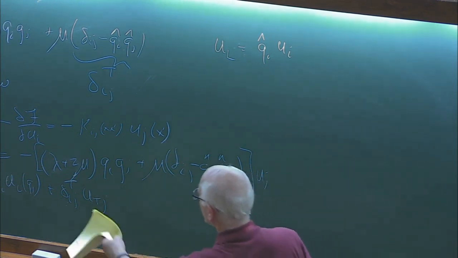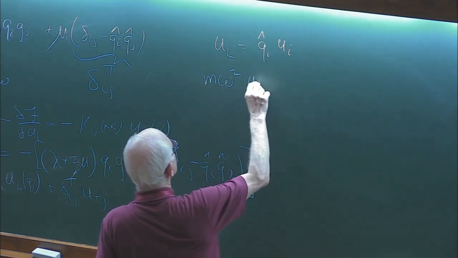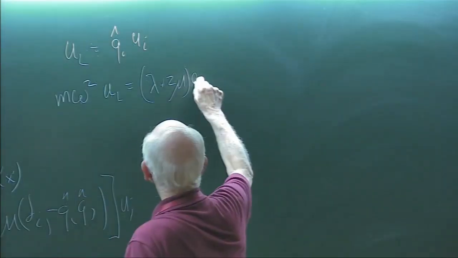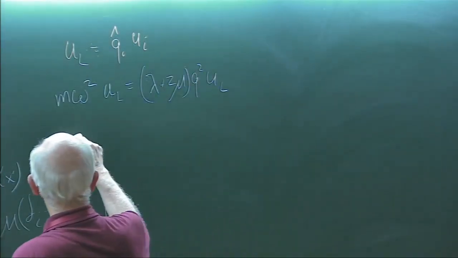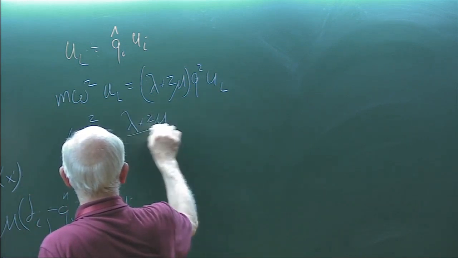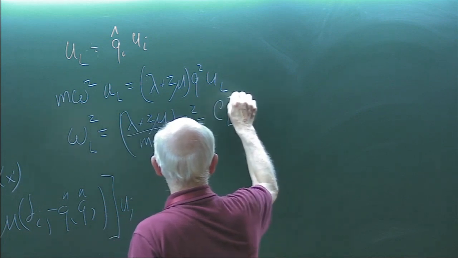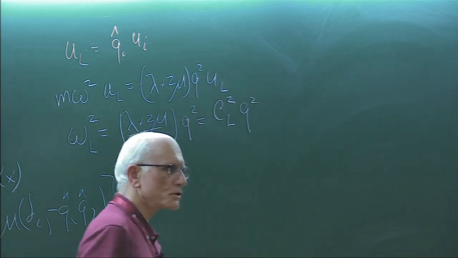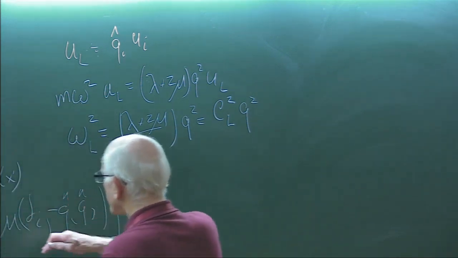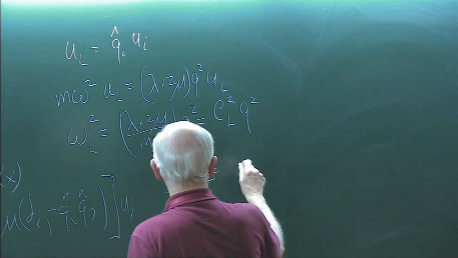So anyhow, this gives us then that omega squared times m times u_L is equal to lambda plus 2 mu, q squared u_L. And that gives us that omega longitudinal squared is lambda plus 2 mu over m times q squared, which is c longitudinal squared times q squared. So c longitudinal is the speed of the longitudinal wave. And of course, we can dot this into the perpendicular part, and we get that omega transverse squared is just mu.